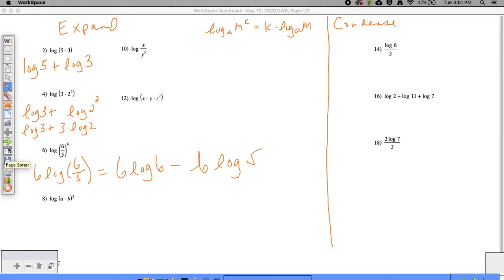Okay? And again, you could always go ahead on your calculators and evaluate that. If you did this on your calculator and then evaluated this on your calculator, you can bet the farm they're going to be the same thing. So if you want to hit pause and go through 8, 10, and 12, why don't you do that and then come on back to me, okay?